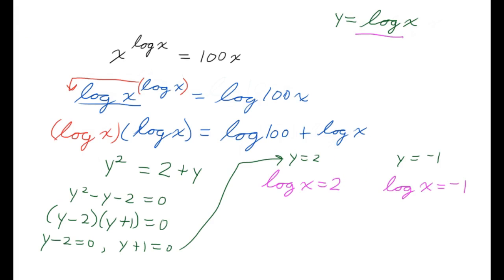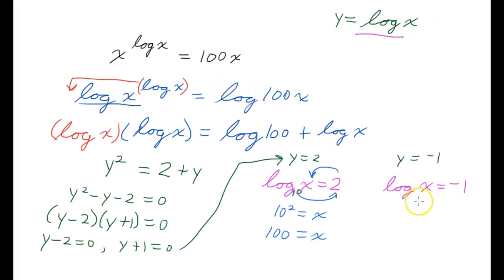And here's what this is saying. Remember, when the base is not written, it's implied that it is base 10. So to evaluate this logarithm, 10 to the second power equals x. 10 to the second power equals x, or that is x equals 100. There's one of our solutions.